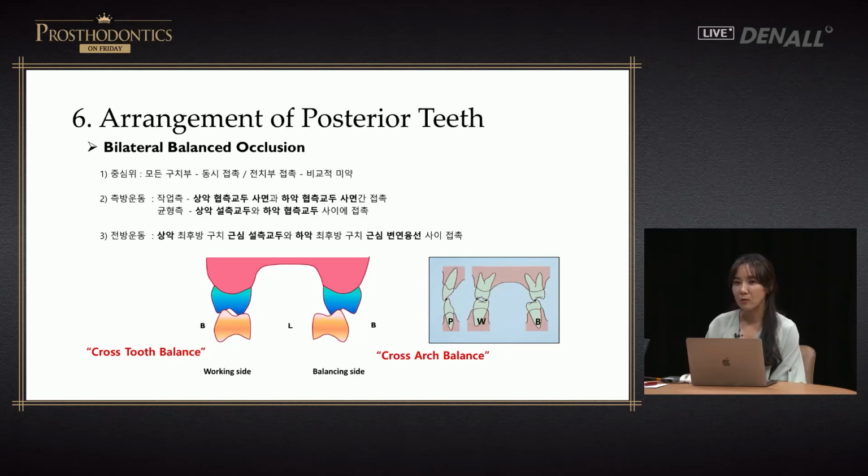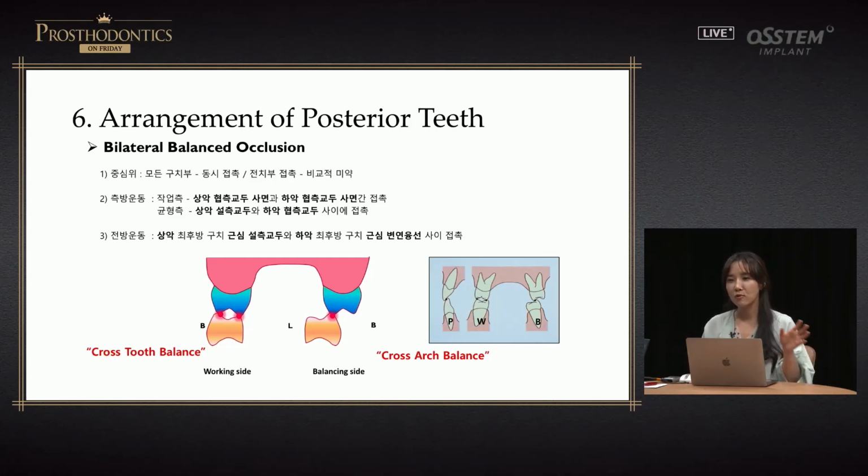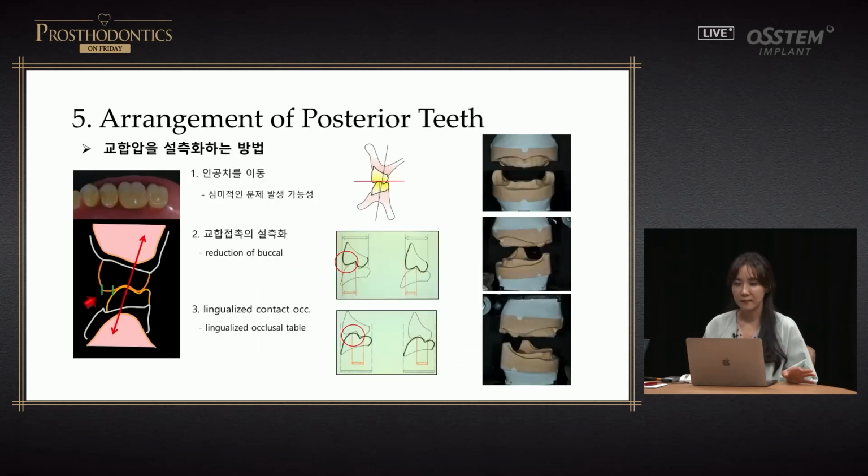As I explained before, bilateral balanced occlusion: cross-tooth balance on the working side, and cross-arch balance on the balancing side. Such balance is very important to achieve a bilateral balanced occlusion.